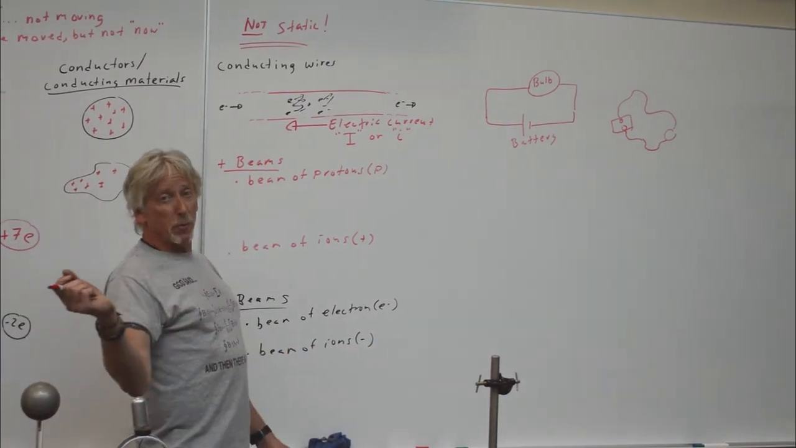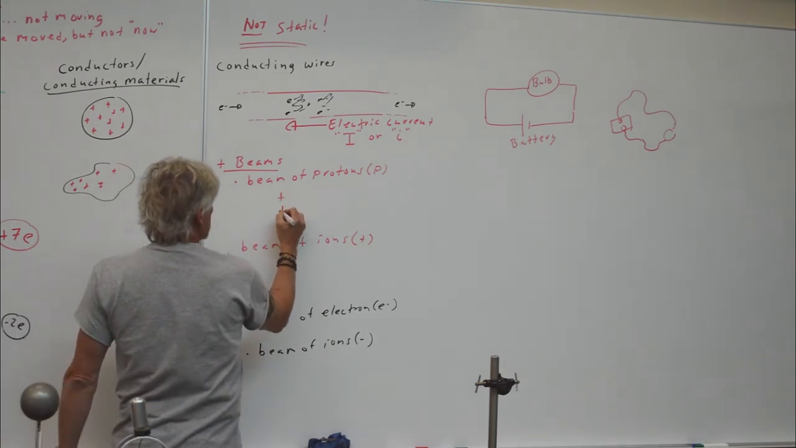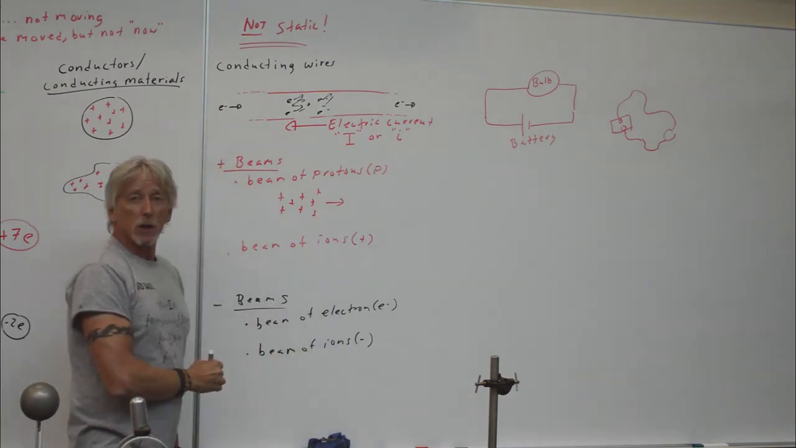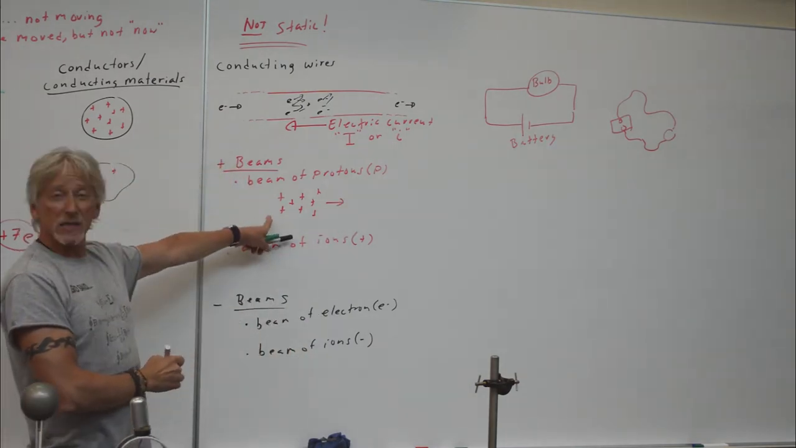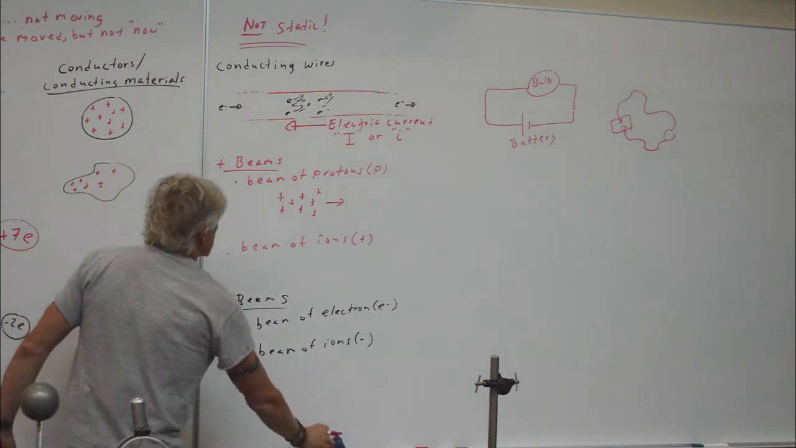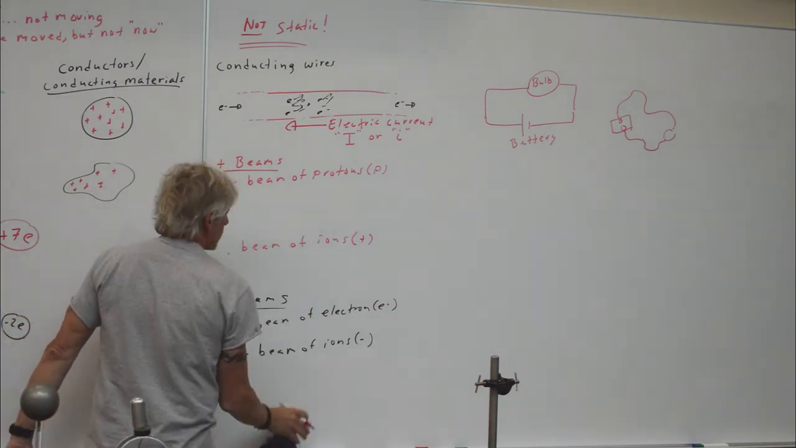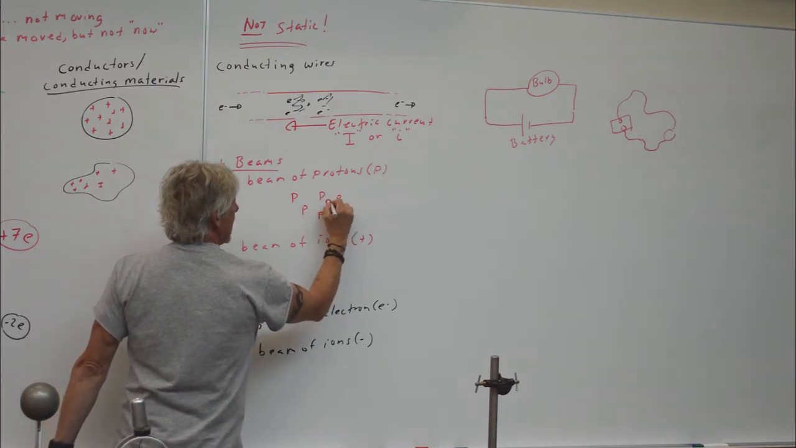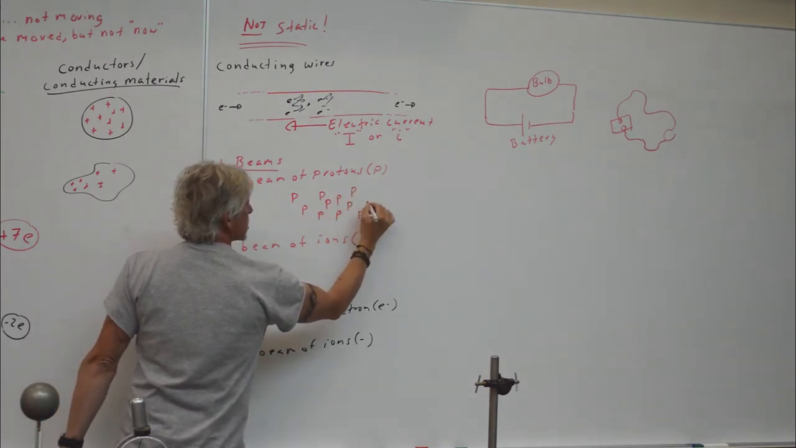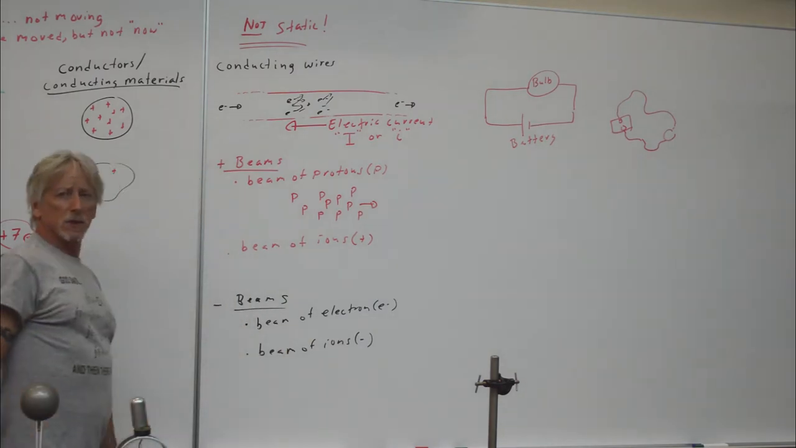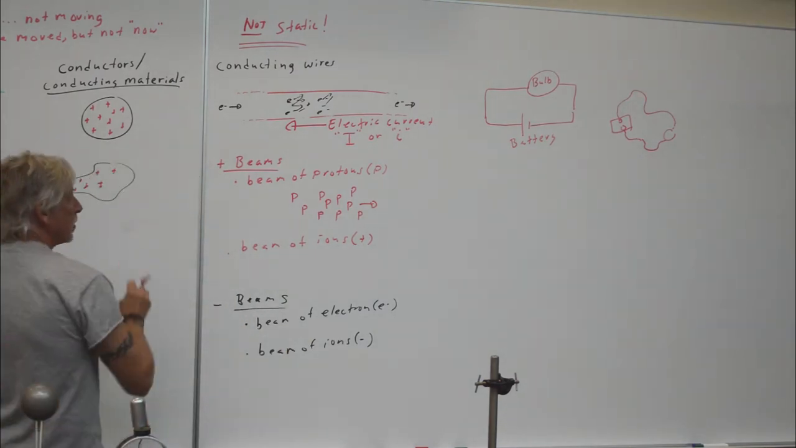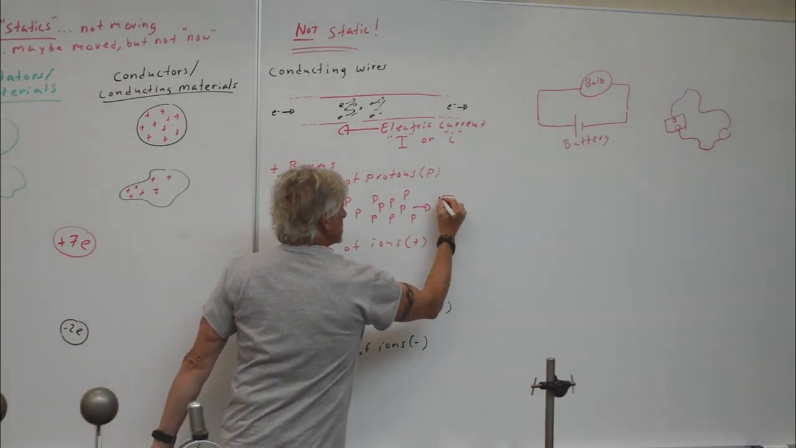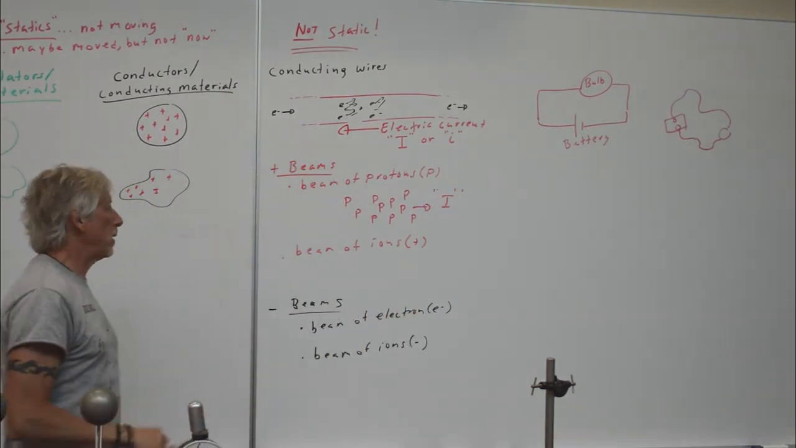Separate them, get a beam of protons. So I could represent it this way, or I could just as well, in this case, represent it as a whole beam. Somehow, clever engineers, scientists, and physicists have figured out how to get a beam of protons going that way. And in that case, I'd say the electric current is going that way.